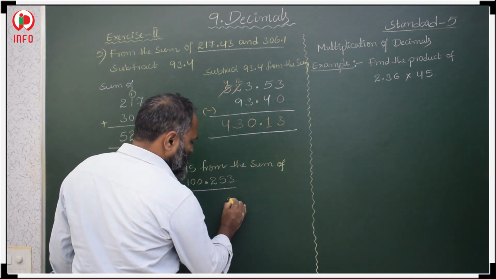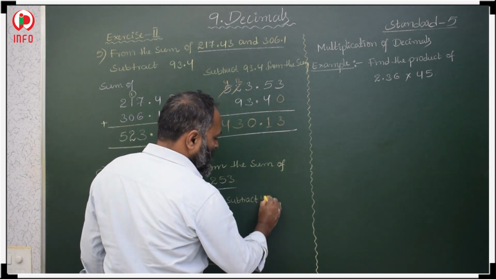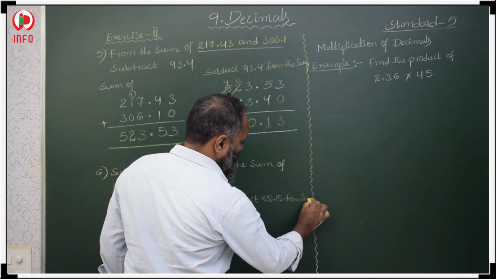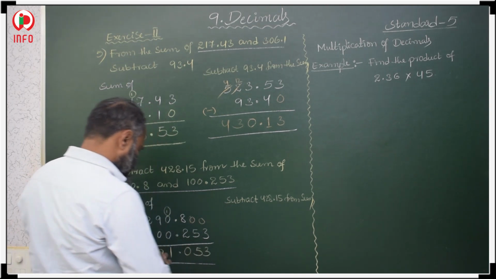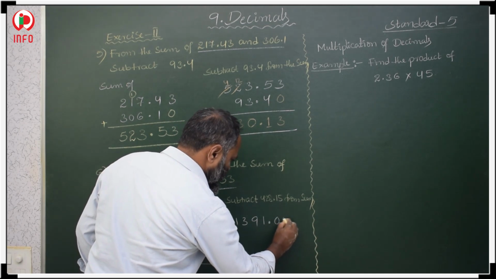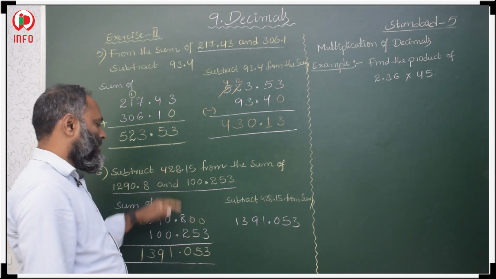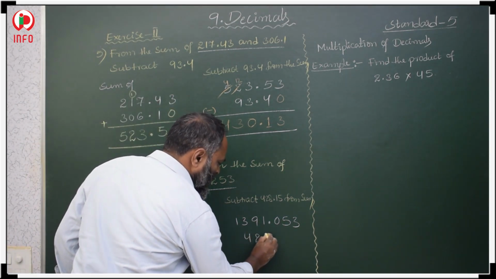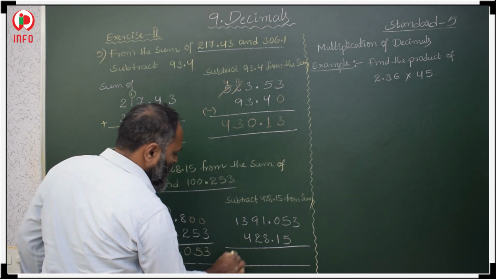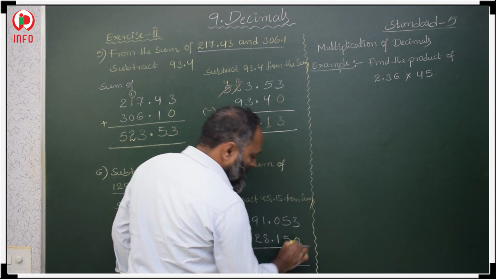Now subtract. 428.15 from the sum. What is the sum here? 1391.053. This we should subtract from, so this one, 428.15 minus. Now here, no hundred thousands place, 0.